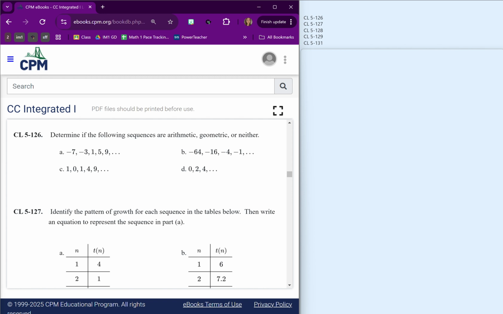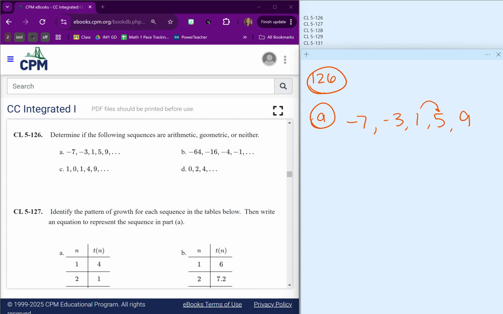Okay, let's start with 126. You have to determine if they're arithmetic, geometric, or neither. For 126 part A, we start with some negatives and then we go to some positives. If negatives are hard for you, just focus on the positives.